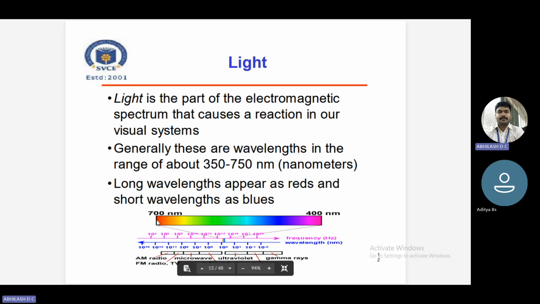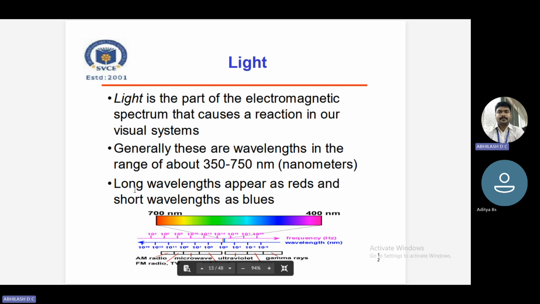We have the highest wavelength for the red color, which is 700 nanometer, and the least wavelength for the violet. So we have red initially, then comes the orange, yellow, green, indigo, blue, and violet. Okay. So when it comes to the frequency as well as the wavelength, red has the highest frequency, and light is a part of, as we all know, the electromagnetic spectrum that causes the reaction in our visual system.